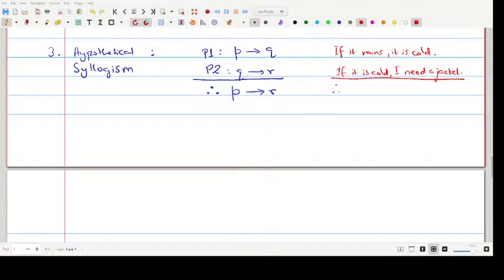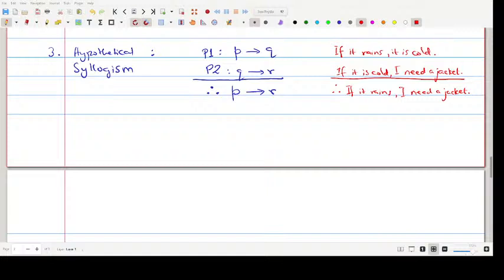If you look at the right hand side, in the example, P is it rains. So if it rains, I need a jacket. And you see that it makes 100% sense. The first statement is: if it rains, it is cold. The second statement says that I do not know whether it is raining or not, but if it is cold, I need a jacket. Both of these statements are true.